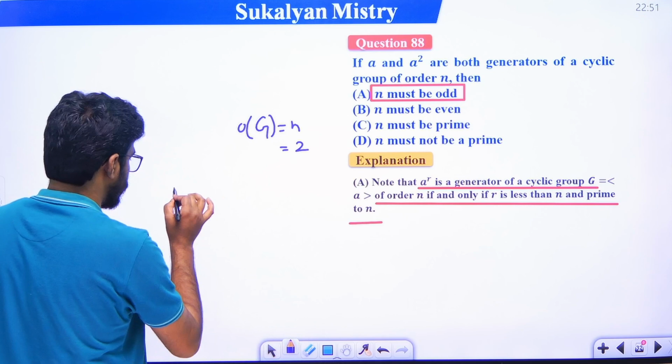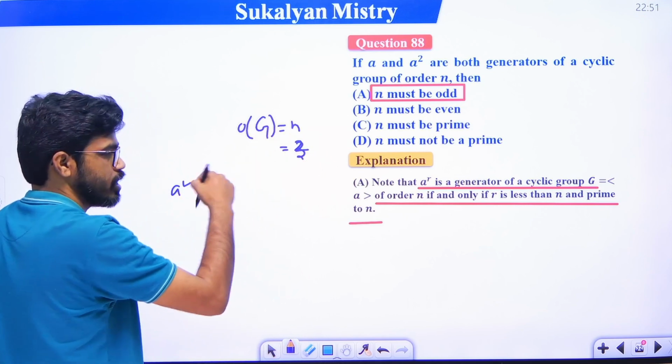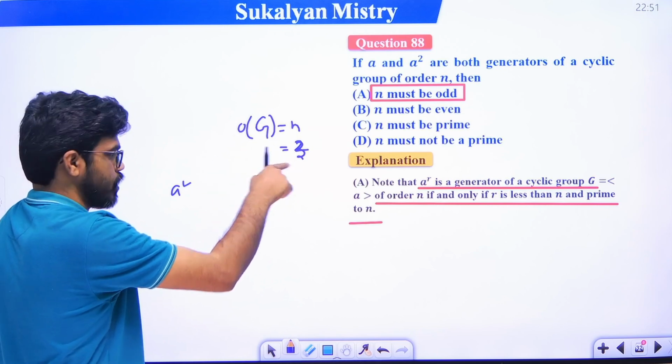For example, A square is a generator of this cyclic group. Suppose n is equal to 3. 2 and 3 are relatively prime, and 2 is less than 3.